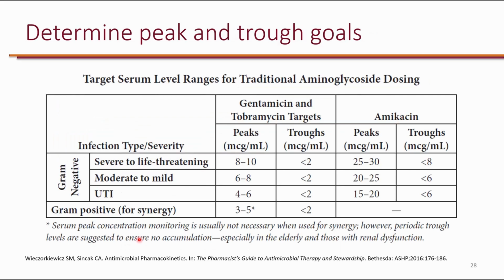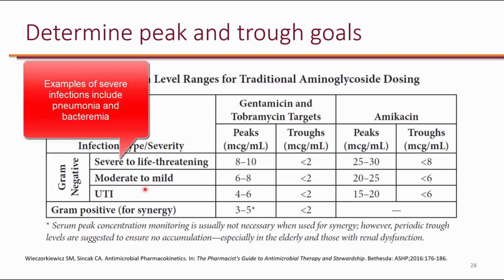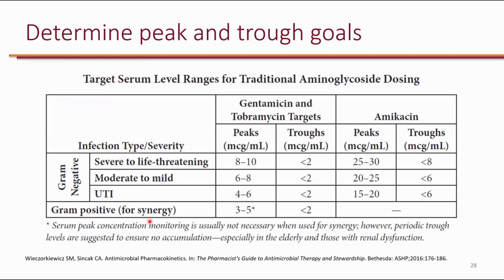By now, you know that the PK/PD targets for aminoglycosides are peak to MIC ratios and AUC to MIC ratios. For simplicity, we are only going to look at peak to MIC ratios in this class. So the target for peak for severe infections is 8 to 10. For moderate to mild infections is 6 to 8. For urinary tract infections is 4 to 6. And of course, if you use aminoglycoside for synergy in gram-positive organisms, the peak will be 3 to 5.